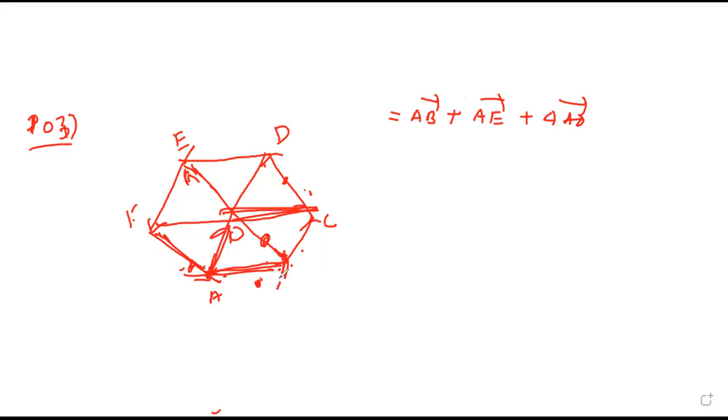Now AB we can take the same as DE. DE plus AE is equal to AD, na? See, AB is nothing but DE only. Yes, understood. This is the same as BE plus AE. Now DE plus AE is nothing but BD, na?